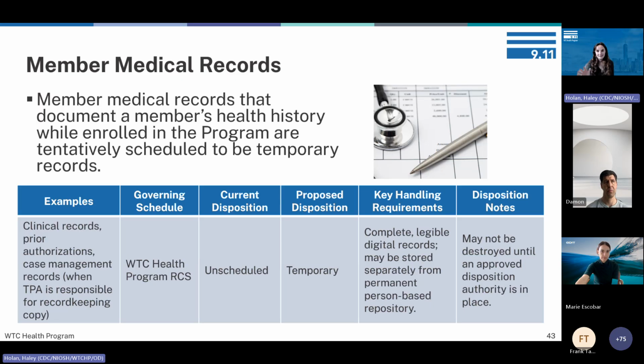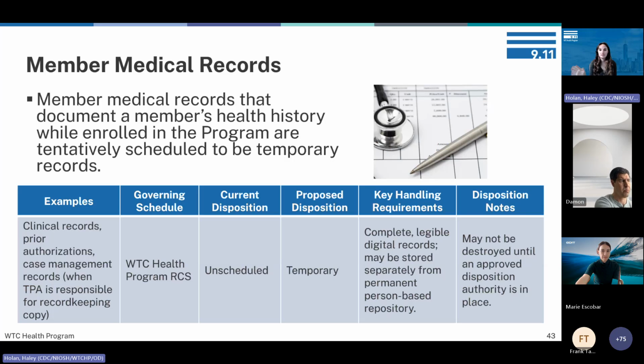And again, I want to mention that sometimes prior authorizations and other records like this might be considered permanent when they are attached to that enrollment or certification package. So something to keep in mind. These are governed by the World Trade Center Health Program Records Control Schedule. They are currently unscheduled, but we have proposed that they be temporary records.